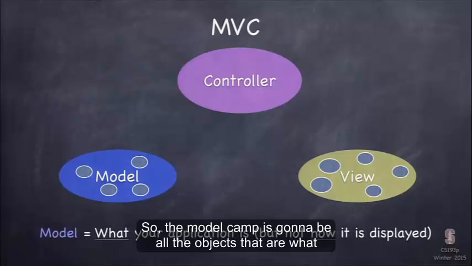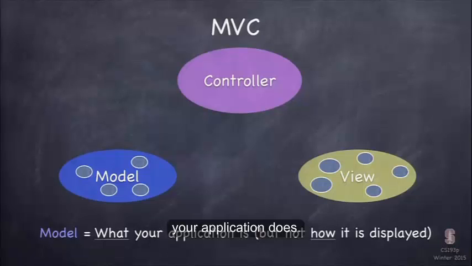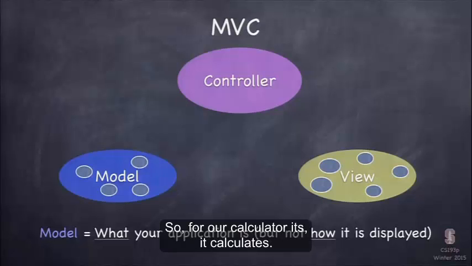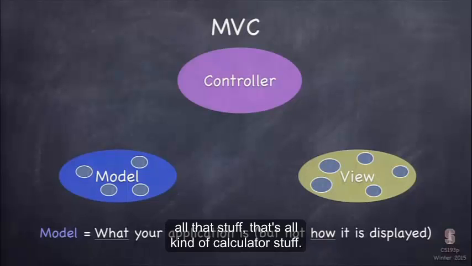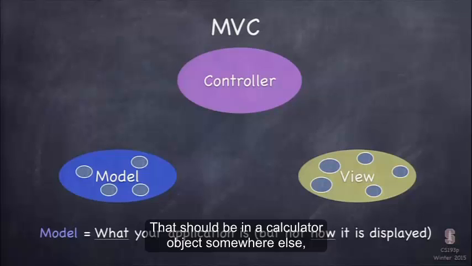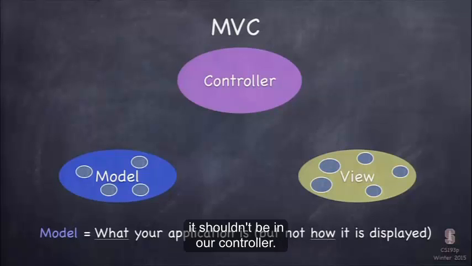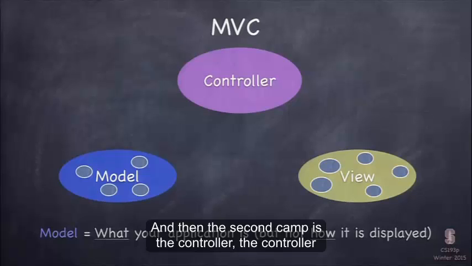The model camp is going to be all the objects that are what your application does. So for our calculator, it calculates. That's what it does. So all the parts where we're doing perform operation and all that stuff, that's all calculator stuff. That should be in a calculator object somewhere else. It shouldn't be in our controller.